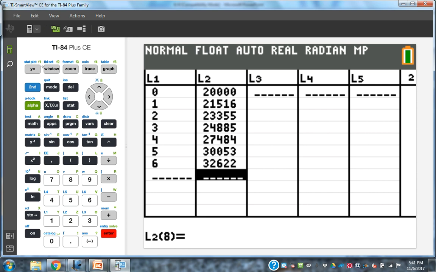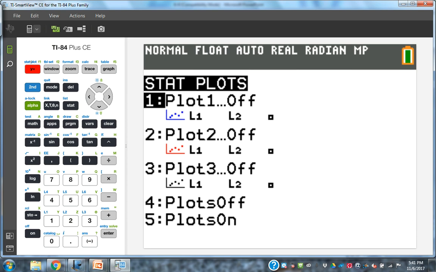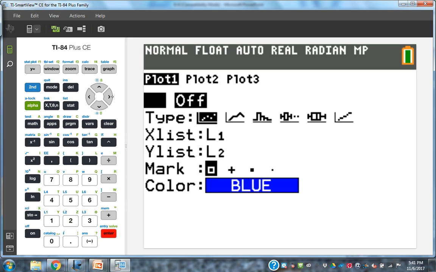It goes to our stat plots. On stat plot 1, just hit enter and then make sure it's selected to be on. The type should be the first option. That's the scatter plot option. L1 should be your X list. L2 should be your Y list. And then it doesn't matter what mark you pick. You can pick any of those you want to. I'm just going to stick with the first one, the little box.